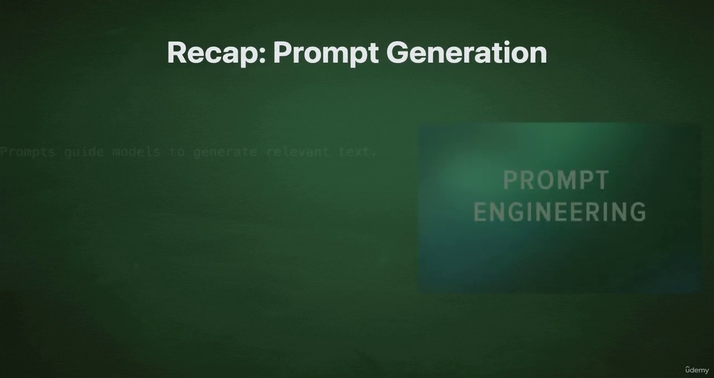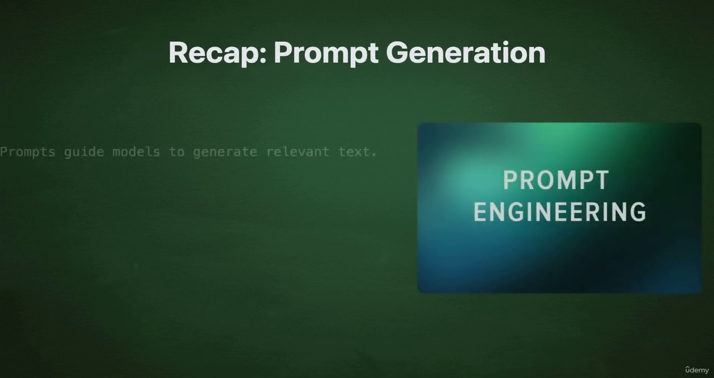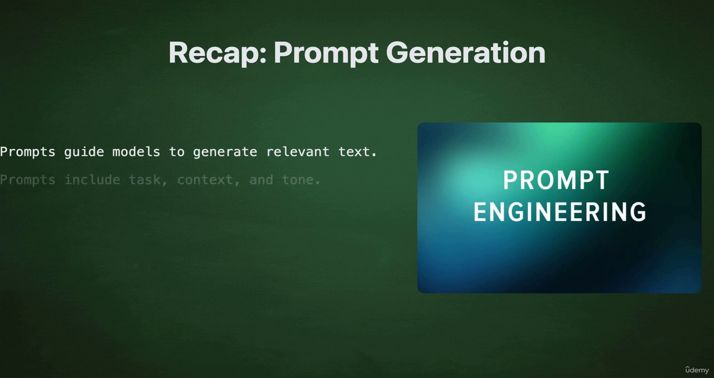To recap the key points covered in this presentation: 1. Prompts are the foundation for guiding language models in generating relevant and coherent text. 2. Prompts consist of 3 main elements: the task, the context, and the tone or style. 3. You can create a prompt generation script using a programming language like Python to combine these elements into a single prompt.